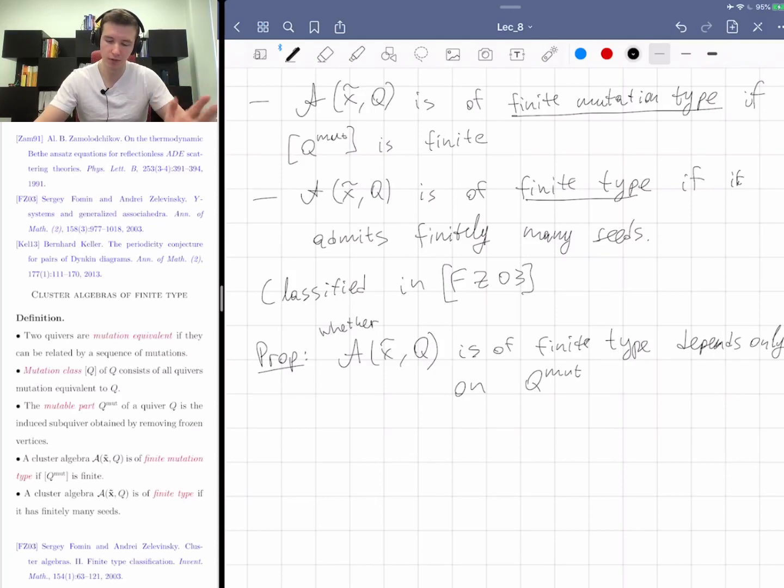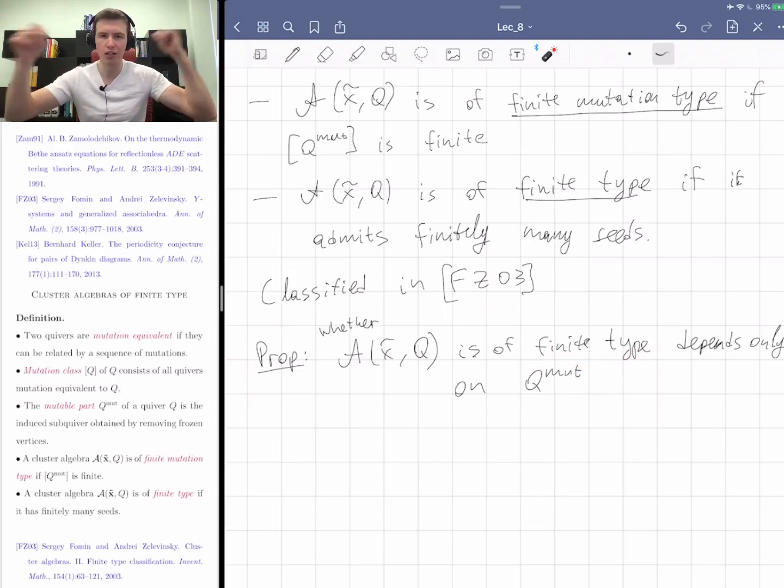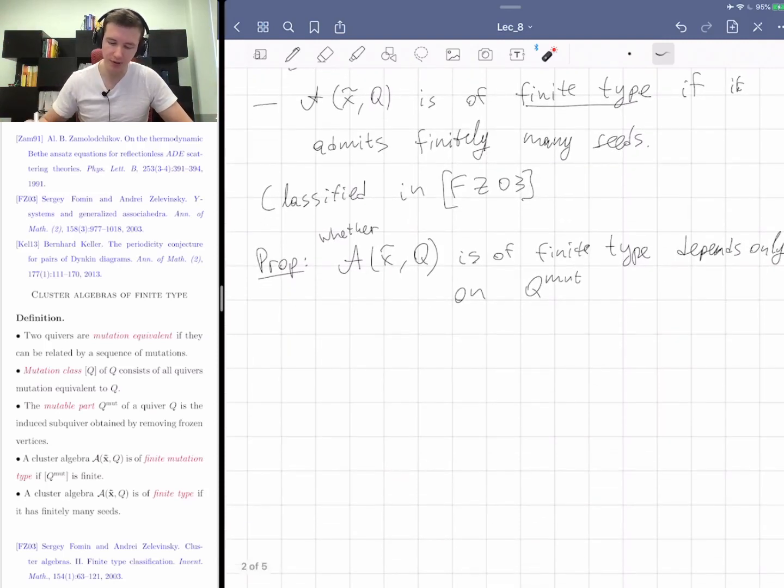Depends only, first of all, you can choose the seed and then you can choose the quiver, the ice quiver, but whether it's of finite type or not is only going to depend on the mutable part of your quiver. And that's a non-trivial result. So you can add a lot of frozens. Let me actually consider some examples.